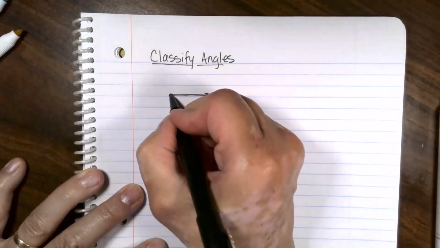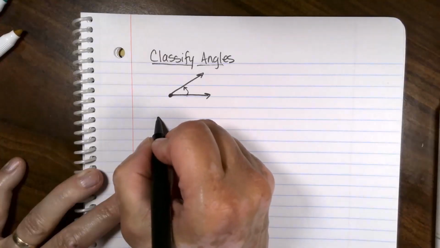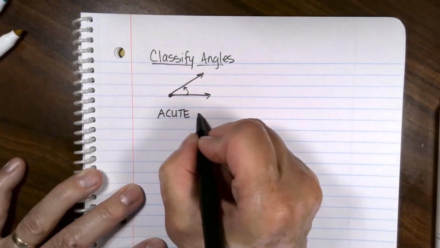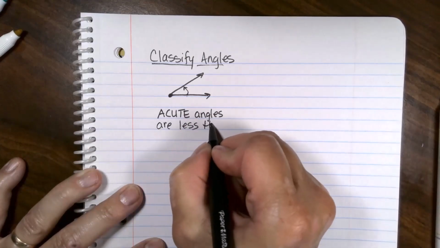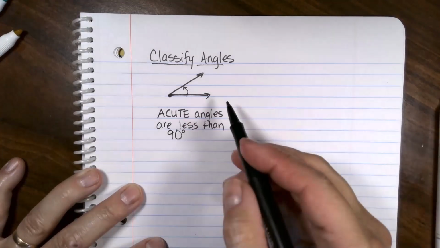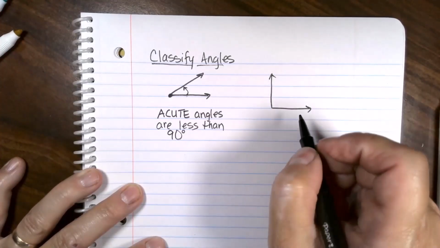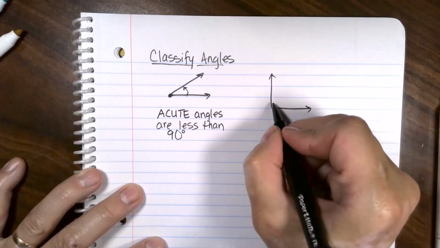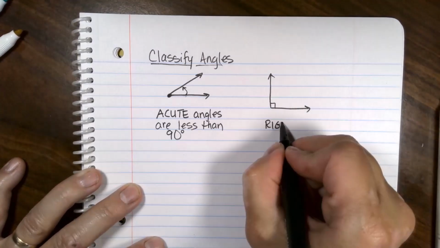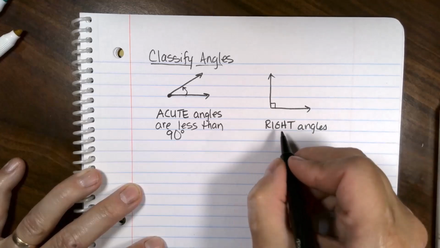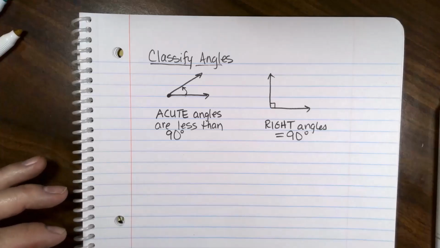The first one, just draw a little angle like that, and it's called an acute angle. Acute angles are less than 90 degrees. Right angles, they look like corners, but unless you're told it's a right angle or you have a little square symbol in the corner there, that's the symbol for telling you it's a right angle. They equal 90 degrees, not 91, not 89, they equal 90 degrees.